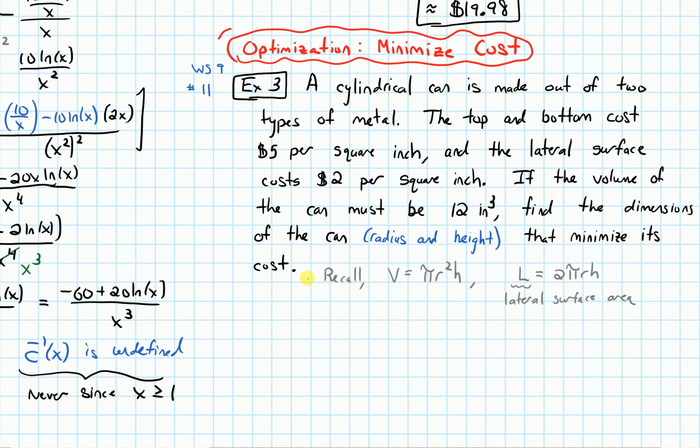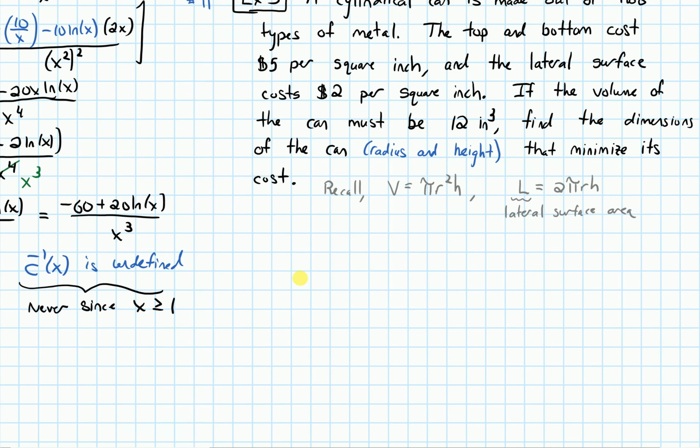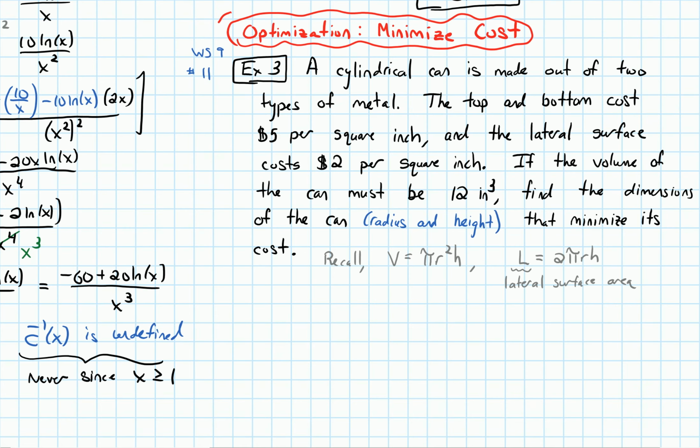A couple of things that are going to be useful for us to recall are the formula for the volume of a cylinder and the lateral surface area. We want to begin any optimization question by first identifying what we want to minimize or maximize. This question says we want to minimize the cost.